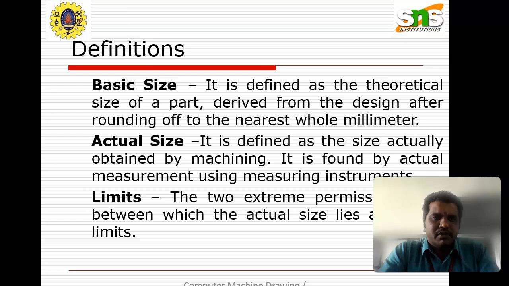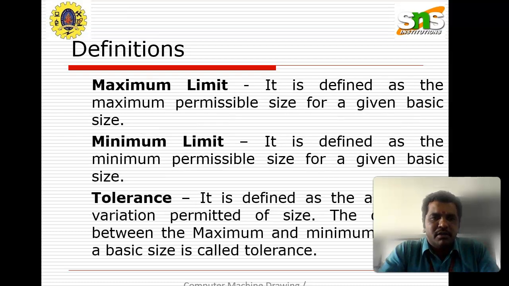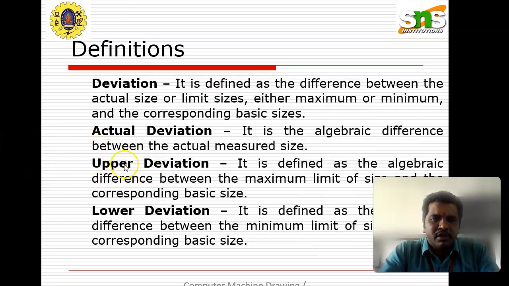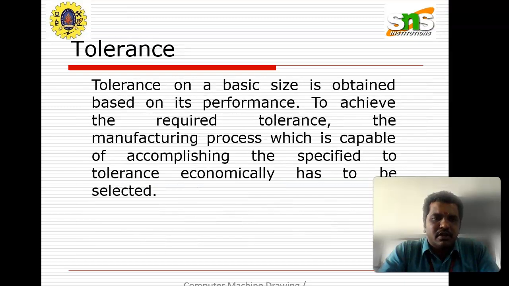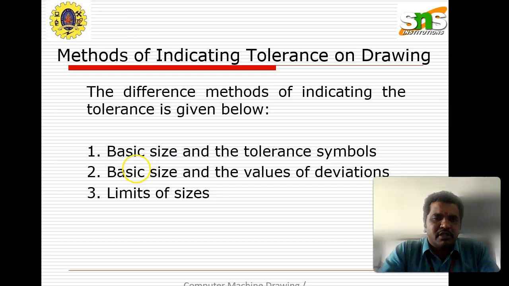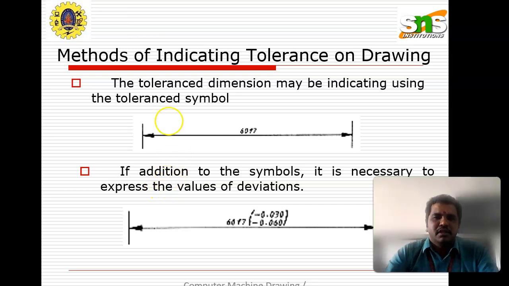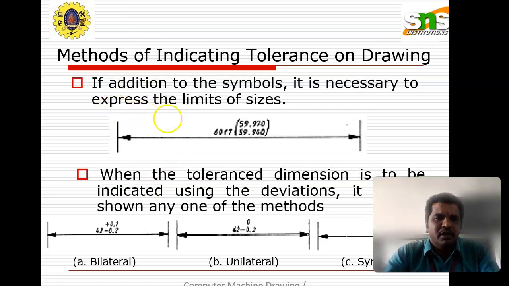In the last video lecture series, we saw the different types of definitions: basic size, actual size, limits, maximum limit, minimum limit, tolerance, actual deviation, upper deviation, lower deviation, zero line, and tolerance zones. We also saw the different methods of tolerances, with respect to the addition, symbolic representation and abbreviations. We are using the different limits of sizes also.